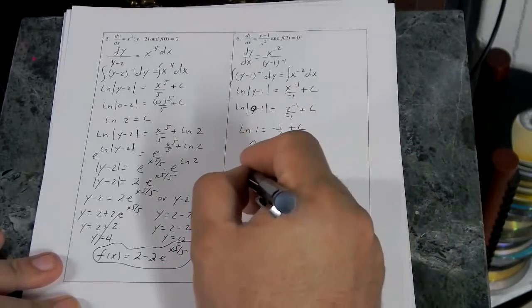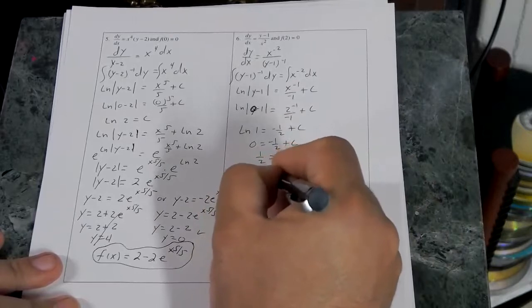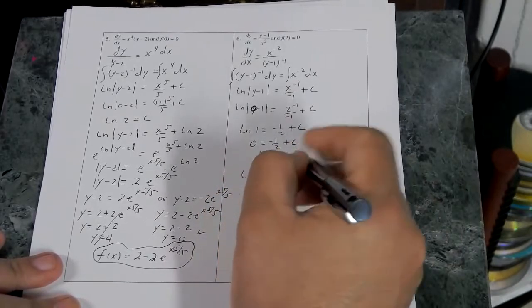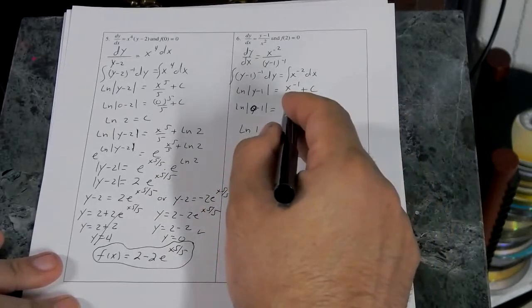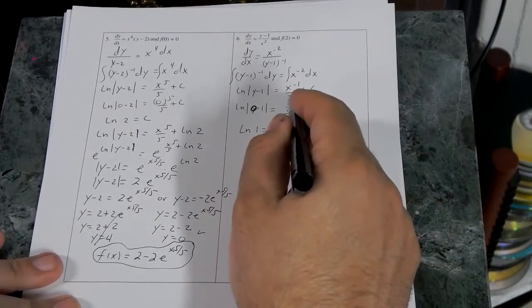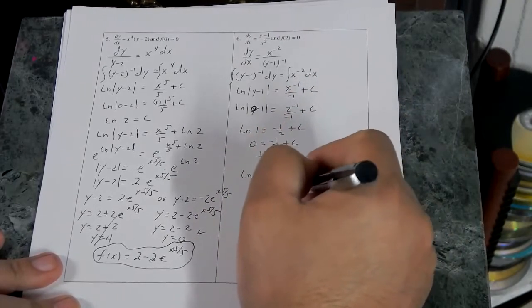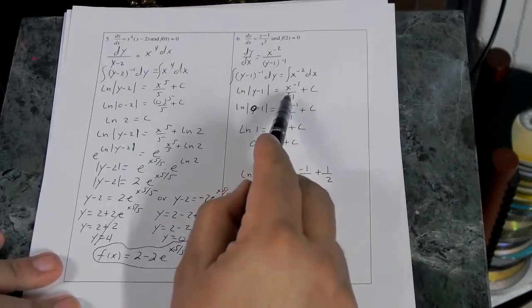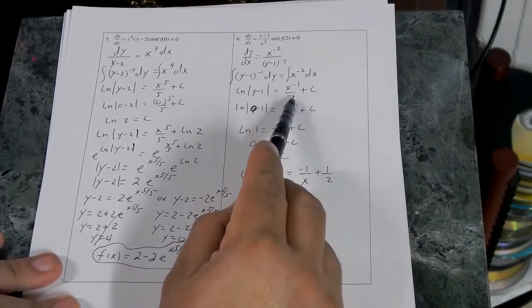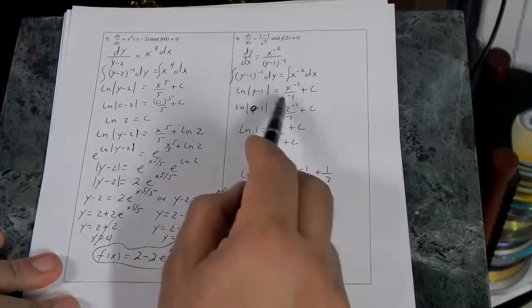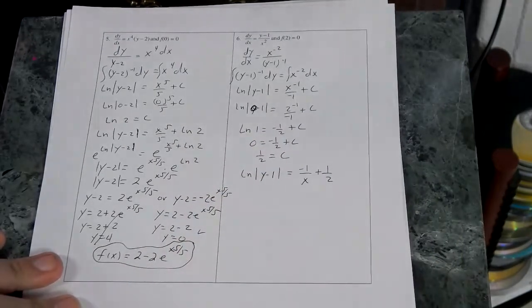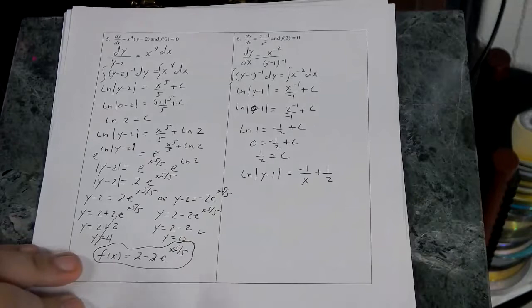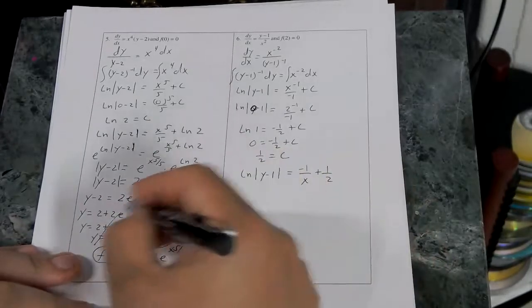So my equation then becomes natural log of y minus 1 equaling, can I just say this, negative 1 over x right here? And c is 1/2. X to the minus 1 over negative 1, the x comes down. So you get positive, but you have that negative 1, so we have that. So now we have to solve this. I got to e it, just like we did here.